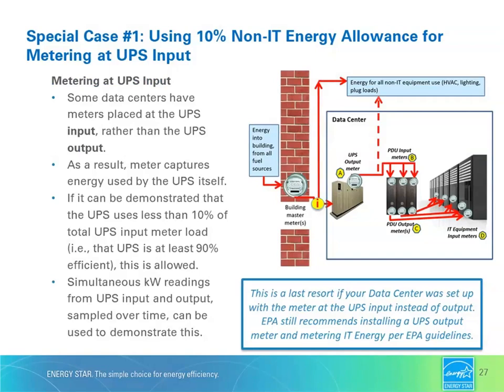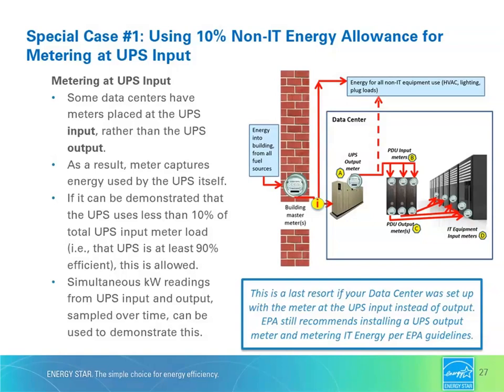So for these rare cases where meter data is only available from the UPS input, here's how this exception works. For Energy Star purposes, the UPS itself is considered non-IT equipment. This is because metering is supposed to take place downstream of the UPS, so any energy consumed by the UPS itself is inherently excluded from that. So in this case, what you would need to do in order to allow UPS input metering is to quantitatively demonstrate that the UPS uses less than 10% of the total UPS input meter load. In other words, the UPS needs to be at least 90% efficient.